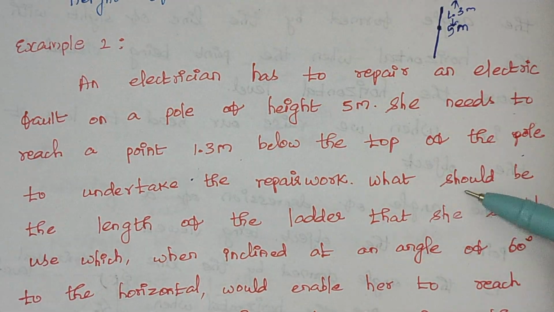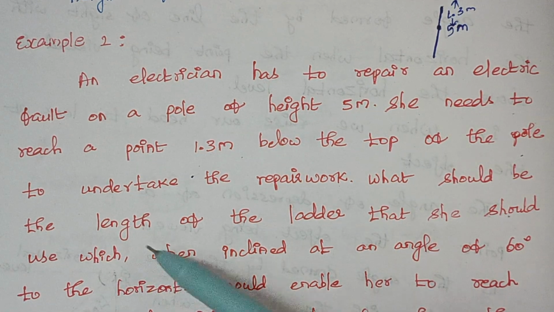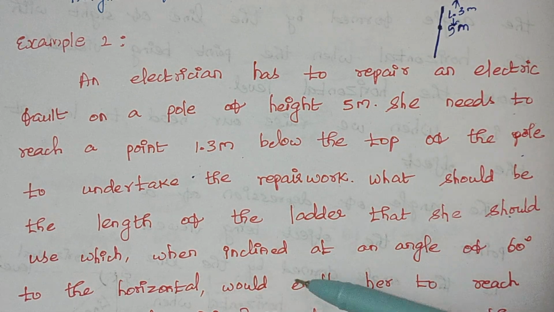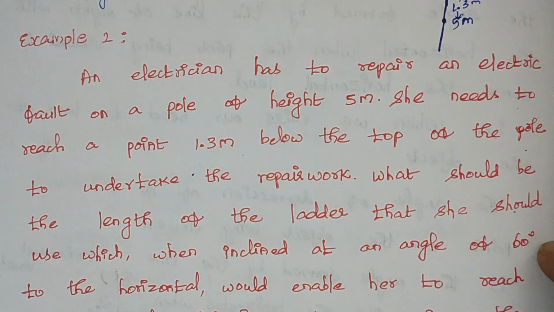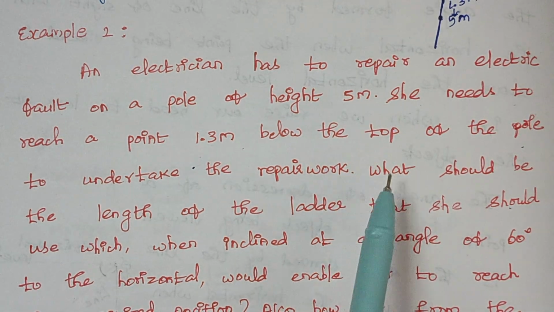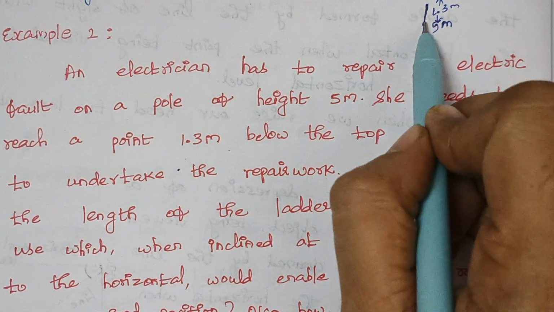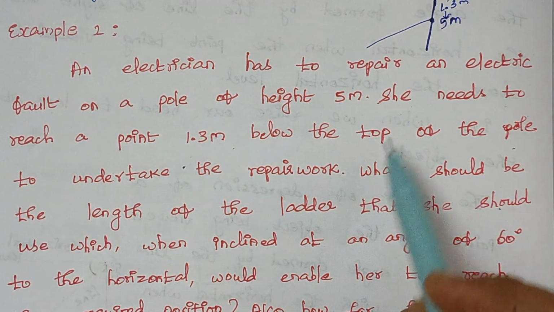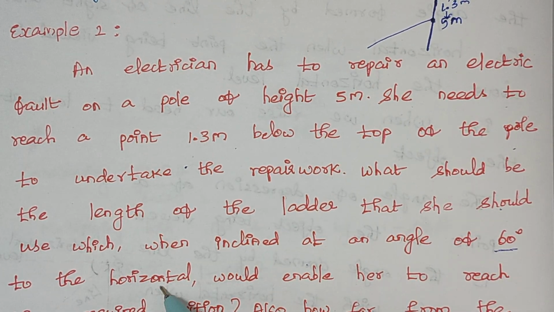So then, what should be the length of the ladder that she should use, which when inclined at an angle of 60 degree to the horizontal would enable her to reach the required position? Don't get afraid whenever the problem looks bigger. So here, what she has to do is use a ladder. She has to place a ladder like this, and the ladder is inclined at an angle of 60 degrees to the horizontal.